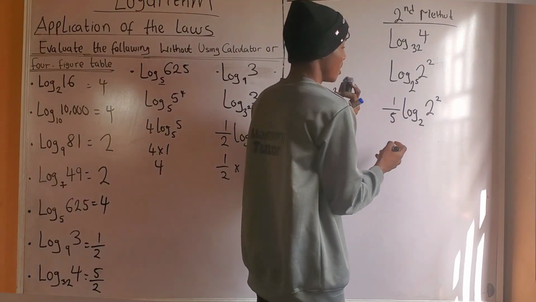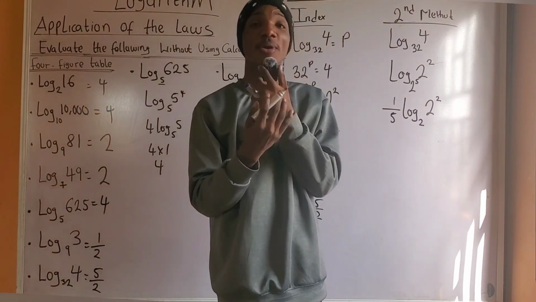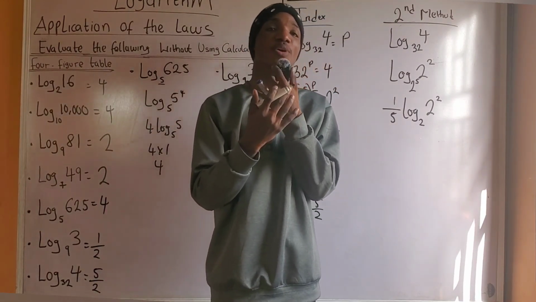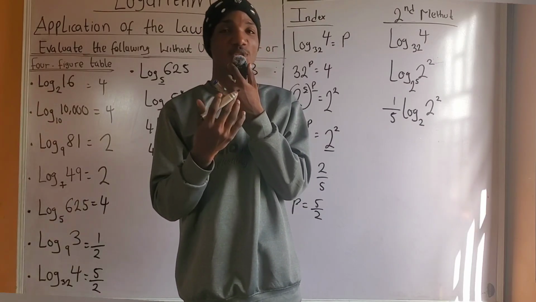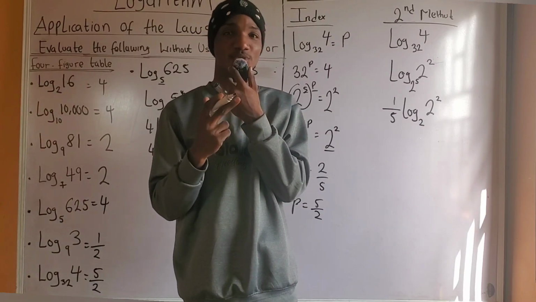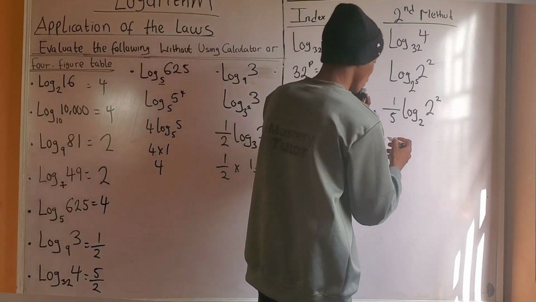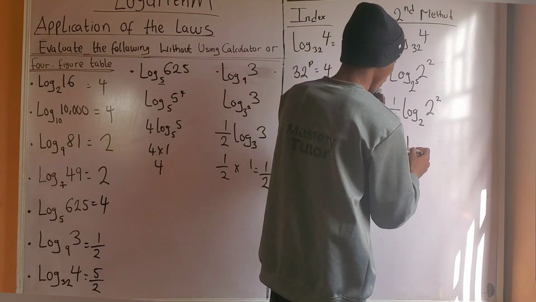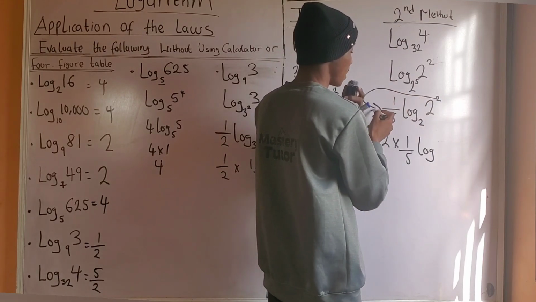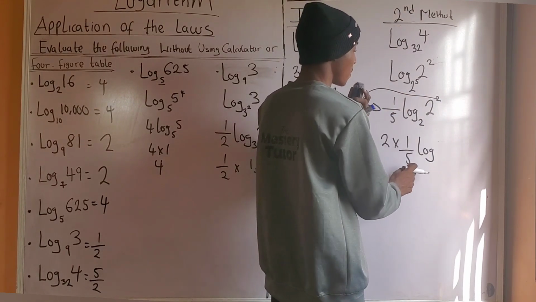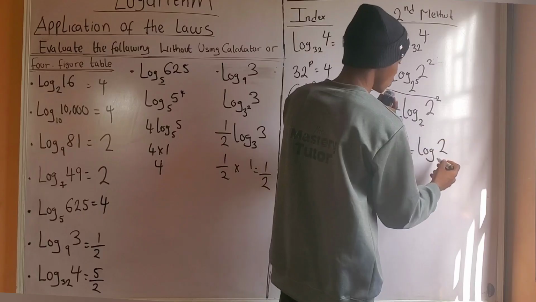Now, according to the log of a power, when you have a logarithm that is carrying a power, the result will be the product of the power and the logarithm. Do you know? So for this, I'm going to have 2 multiplied by 1 over 5 log, which is this is the power. The power will multiply this. So I'm going to have 2 times 1 over 5 log 2 base 2, right?